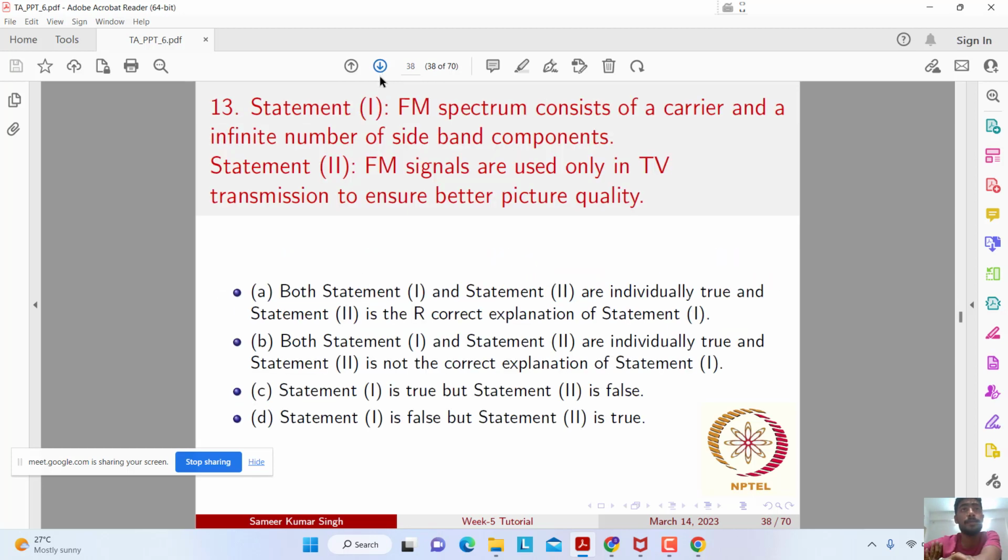Okay. Question number 13. It's also a reasoning based question. Statement 1: FM spectrum consists of a carrier and infinite number of sideband components. Statement 2: FM signals are used only in TV transmission to ensure better picture quality.